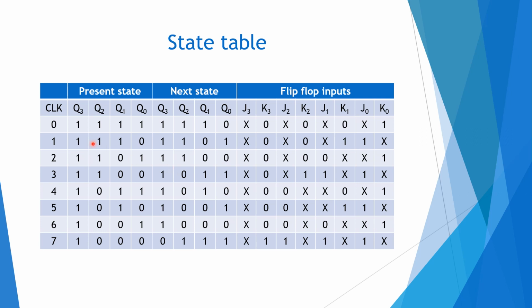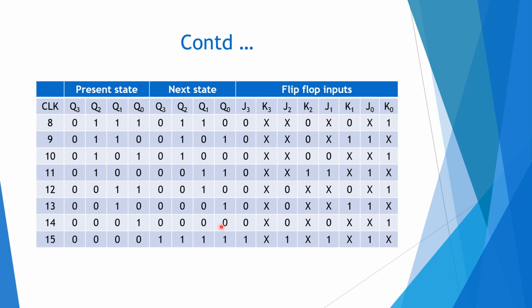So this is the state table. The next value after 15 is 14, then 14 to 13, 13 to 12, 12 to 11, 11 to 10, like that. I have also written the flip-flop inputs according to the next state logic. These are the flip-flop inputs for these state transitions, and it is counting from 15 to 0.